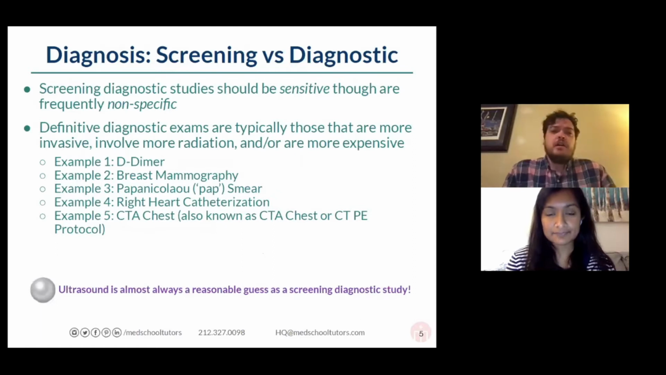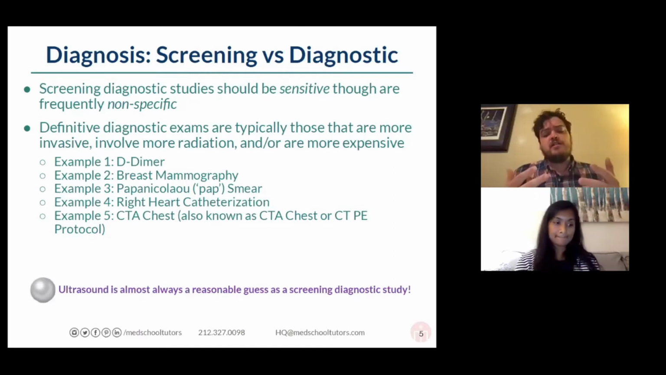So to reiterate the points that I made on the previous slide, in an ideal perfect world, a screening exam would be 100% sensitive, right? So 100% of people who have X, Y, or Z pathology would be positive on your screening exam. And we'll go through some examples of that here in a minute. But in the real world, very frequently, these screening studies are often not 100% sensitive. And then even when they are very sensitive, and we use them quite frequently, they're frequently non-specific. It must be followed up with a more invasive study.